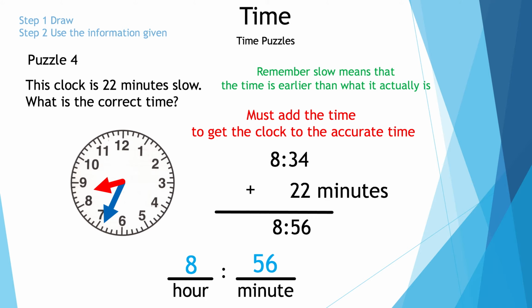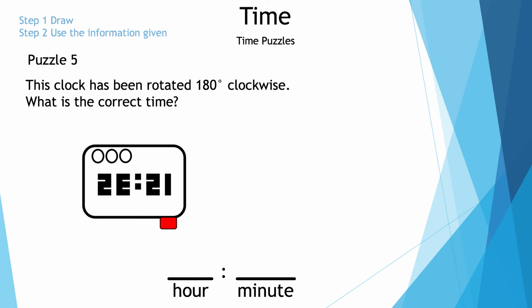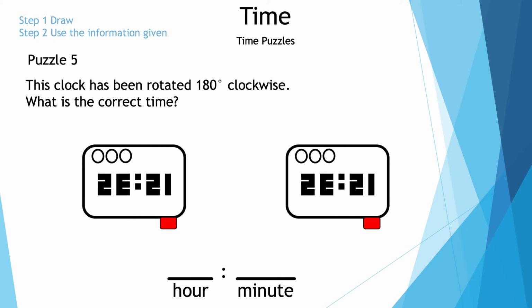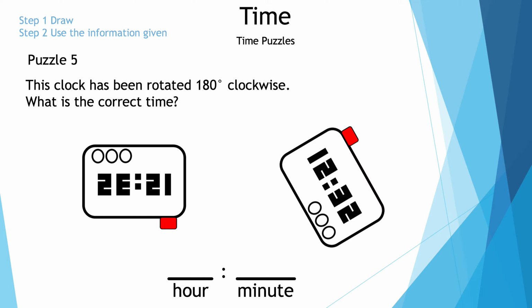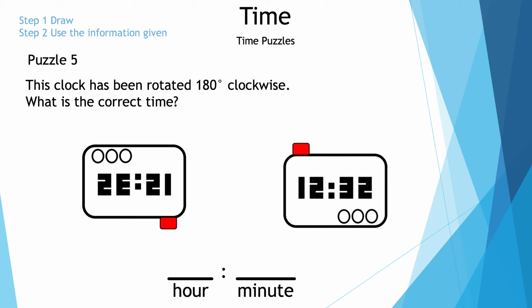Now let's take a look at puzzle 5. This clock has been rotated 180 degrees clockwise. What is the correct time? Well, this is what you can do when you draw, and there you have it. We're going to begin rotating and finishing to get to 360, or going back to the original it came from. And as you can see, it is 12:32. Now in this one, since we're talking about 180 degrees clockwise or anti-clockwise, you can just flip your book to find the correct time.